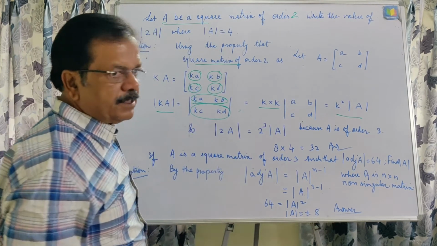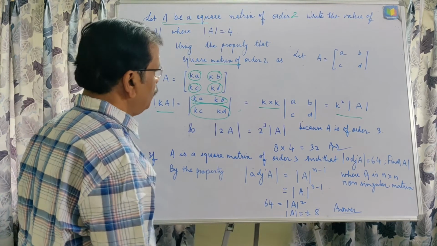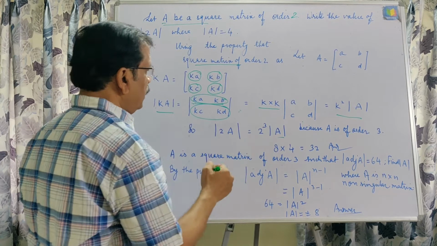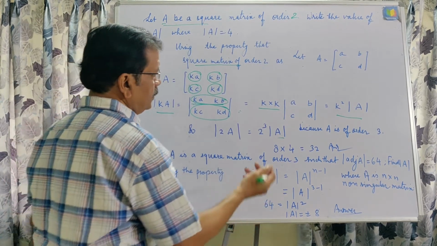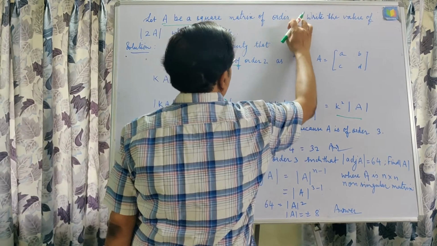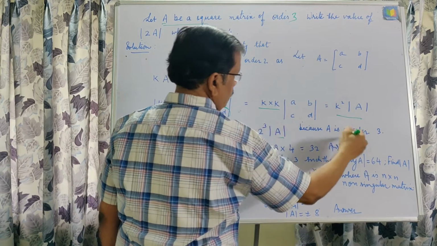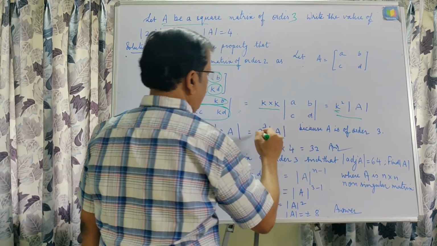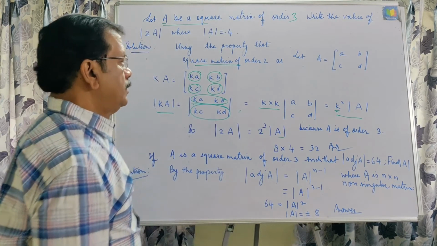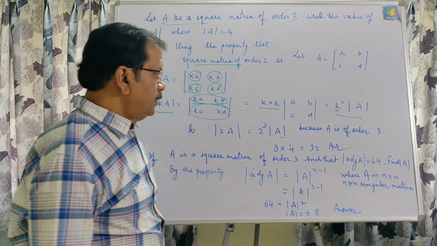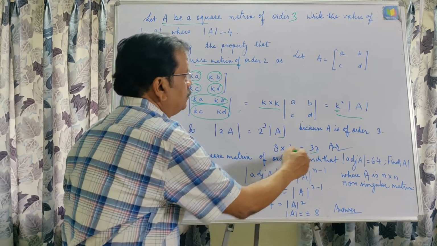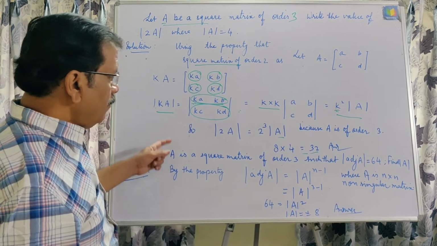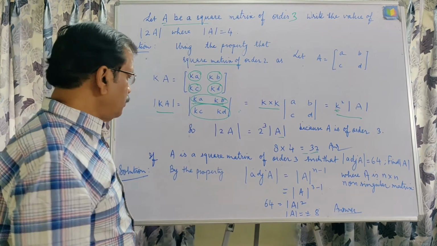Then the value of determinant A is given as 4, so after writing we can write here 4. If this is of order 3, then we can substitute K as 2, so 2 to the power 3 times determinant of A, that is 32. Okay, and in the next question again one property of this will be used.